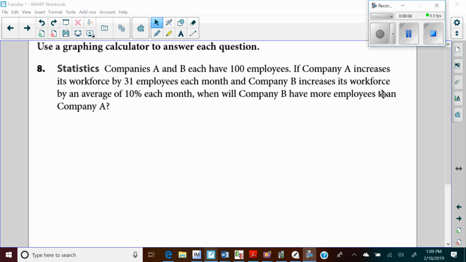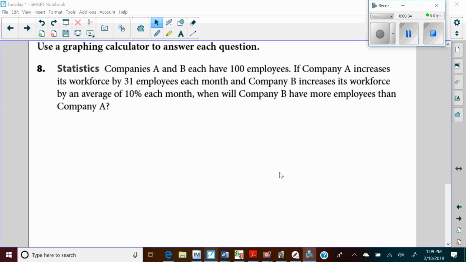Let's take a look at the problem. Okay, so here in this example, it says companies A and B have 100 employees. They both have 100 employees. If company A increases its workforce by 31 employees each month, and company B increases its workforce by an average of 10% each month, when will company B have more employees than company A? So we're going to take a look.